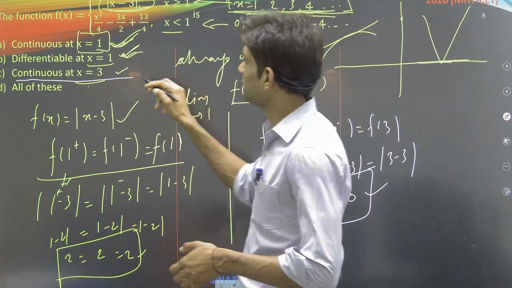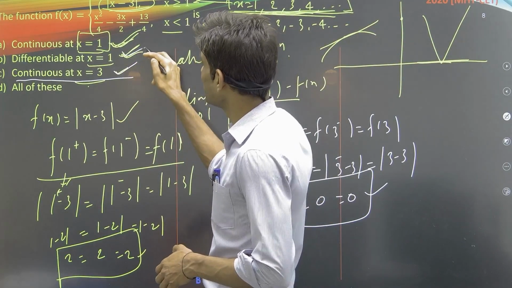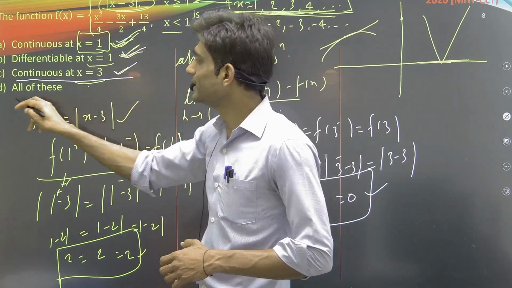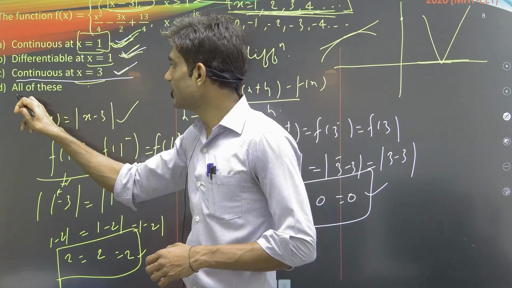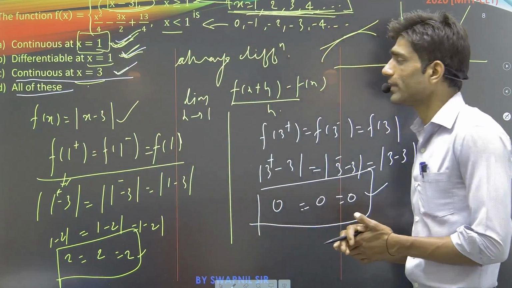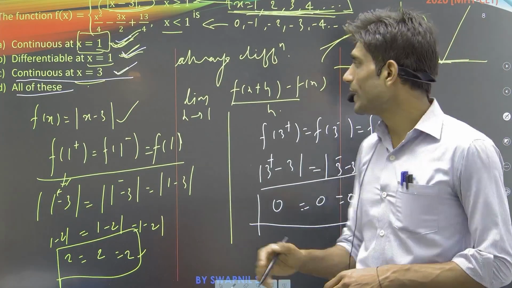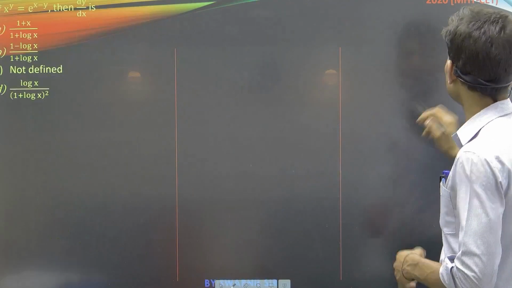Okay, so option A is true, option B is true, and option C, all of these options are true. So we say that all the above options are true for our given function. I hope you all have understood this solution. Let's move on to the next example.